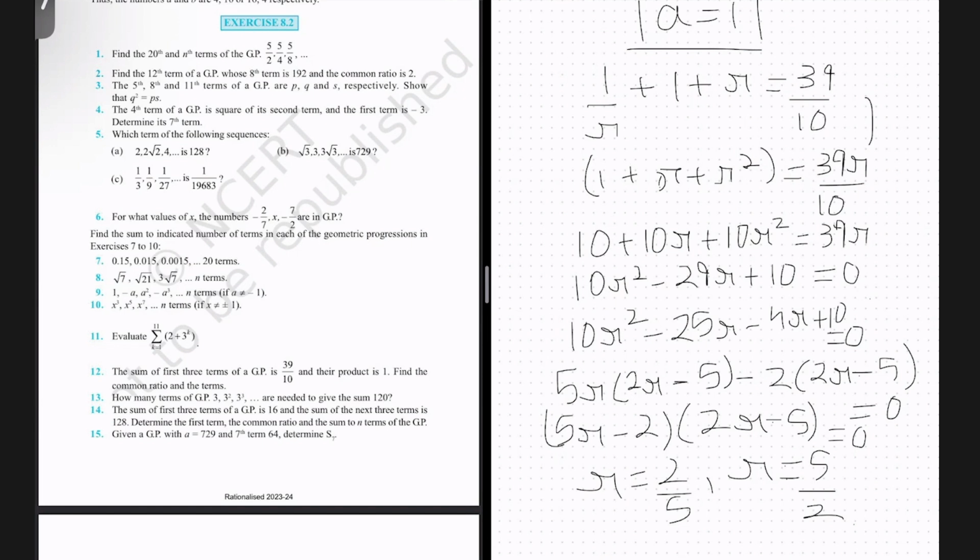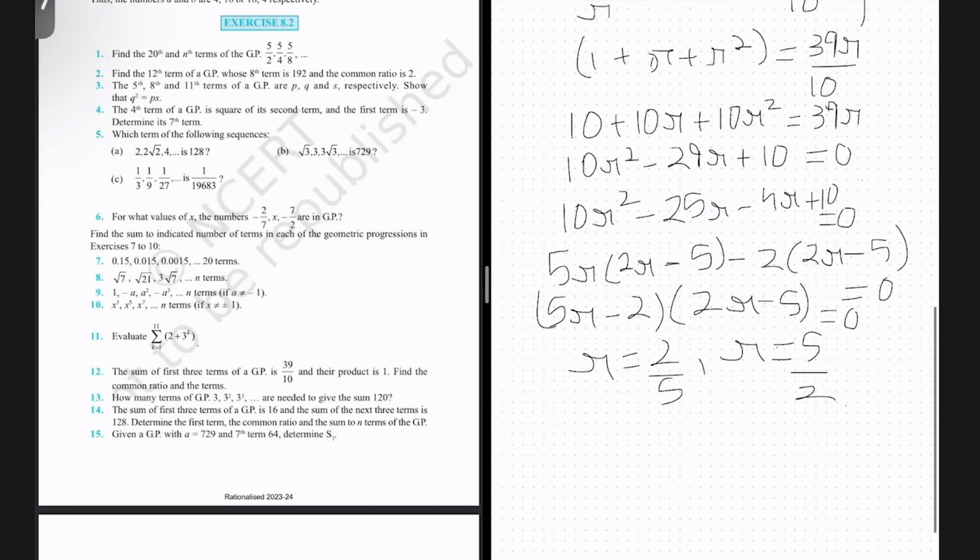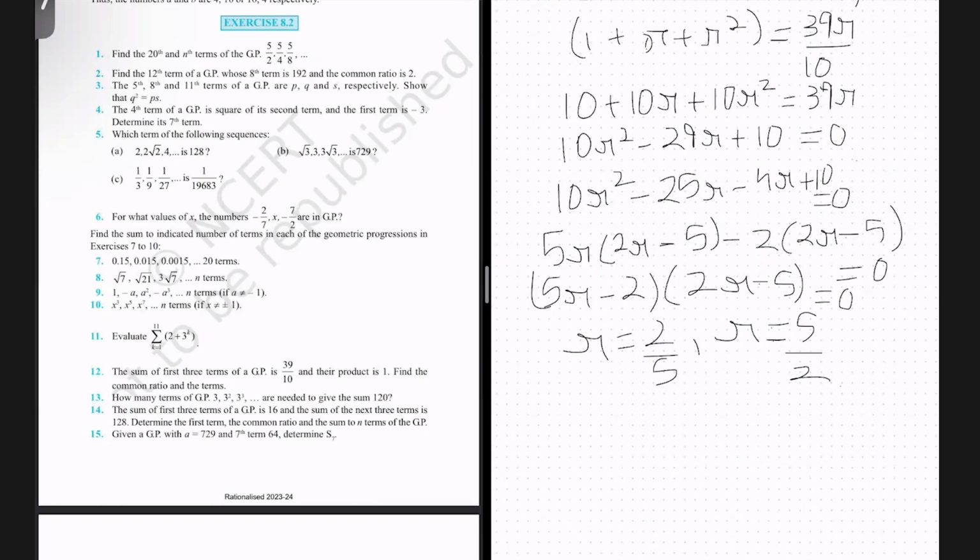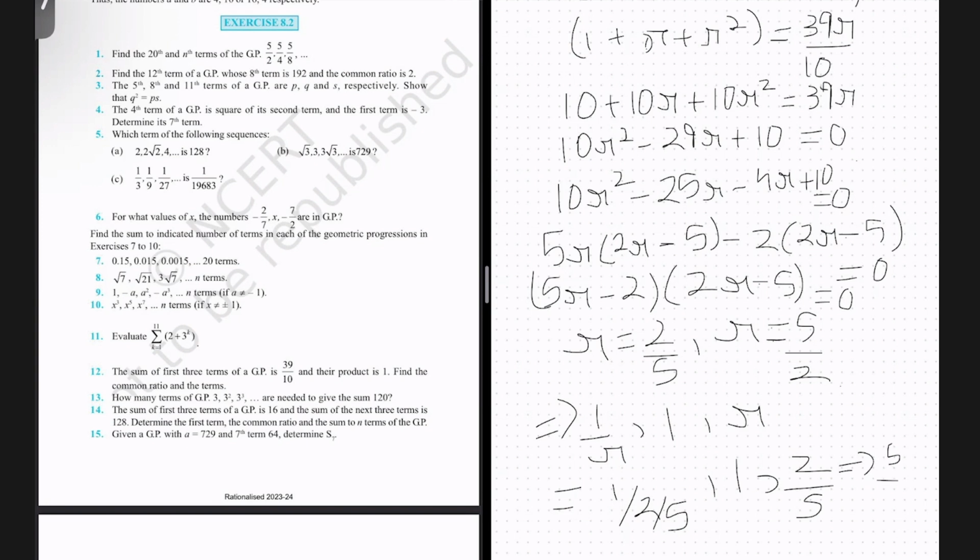Therefore, the first three terms of the GP. Let us plug in the values of R as 2 by 5 and 5 by 2 and see if that changes our answer in any way. The first three terms are 1 by R, 1 and R. If I use R equals 2 by 5, my first term is 1 upon 2 by 5, the second term is 1, and the third term is 2 by 5. So ultimately, the first three terms are 5 by 2, 1 and 2 by 5.